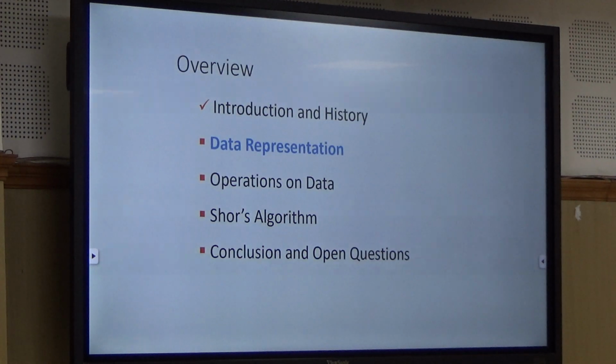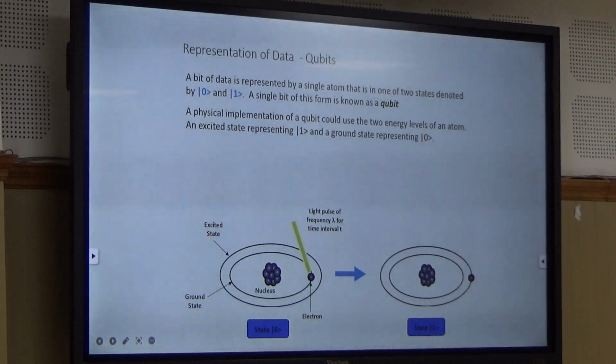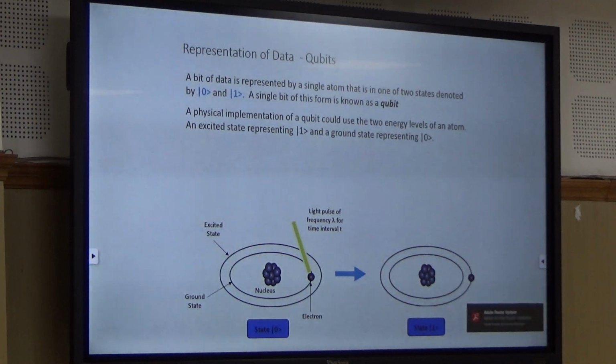So let me tell you the overview, which comprises introduction and history, then how the data is represented, then the operation of data, so algorithm and conclusion. So when we are talking about the transfer of information, and this transformation of information in a computer, it is done in bits. That bit is used for transfer of information in the computer. But in case of the quantum computer, the unit is called qubits or quantum bits.